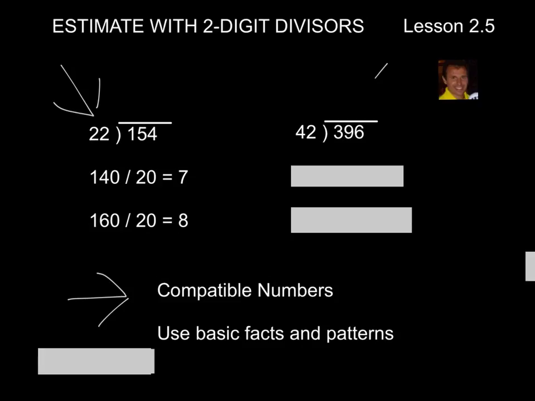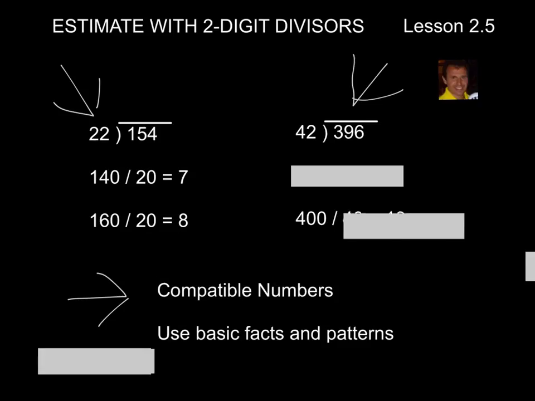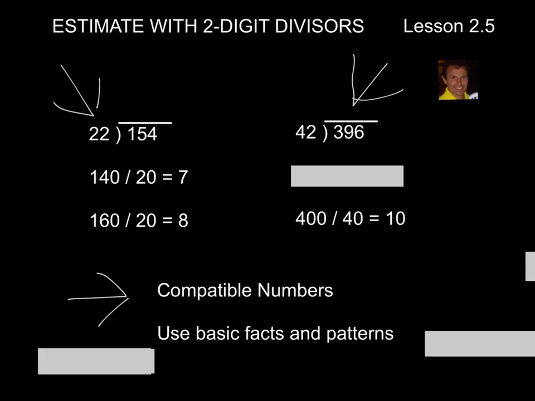For our next problem on the right, we have 42 divides into 396. 42 is closest to 40, and we then have to take 4 and say, what does 4 go into for a basic fact? 396 is closest to 400, and we'll divide that by 40 to get 10, and 4 times 9 is 36.